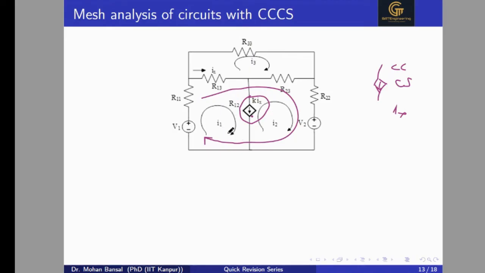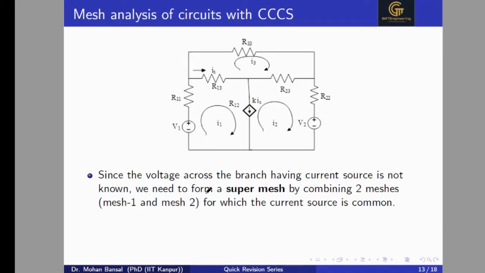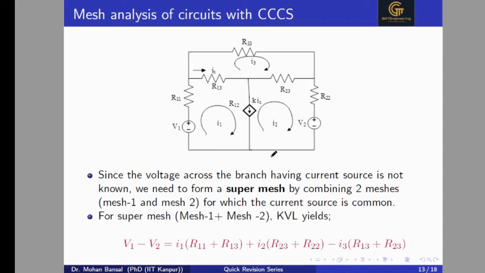Instead of applying the KVL in mesh 1 and mesh 2, we'll apply the super mesh, the combination of mesh 1 and 2. So that is written here. Now we'll see, after applying the KVL in the super mesh, we'll get V1 minus V2 is equal to I1 into (R11 plus R13) plus, I will write here so you can get the idea.